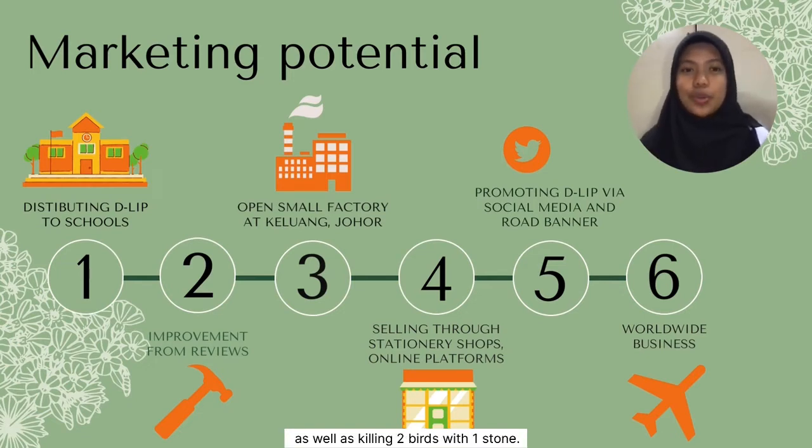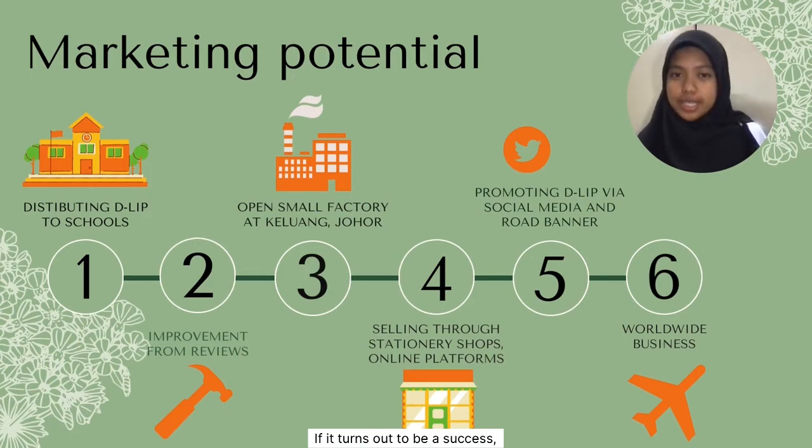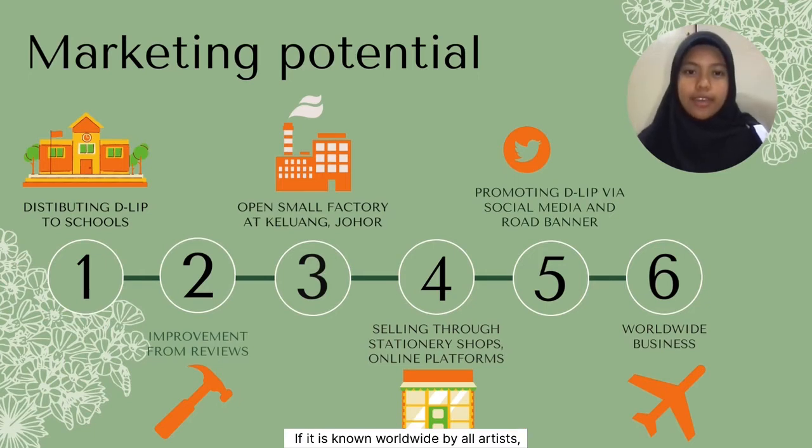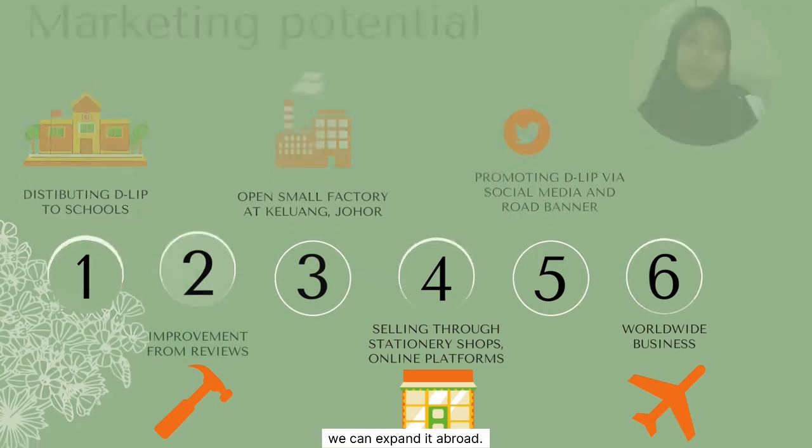If it turns out to be a success, we would like to open a small factory near Kluang in Johor. Afterwards, we will sell our daily products at stationery shops, Shopee, Amazon, and maybe promote it through social media such as Instagram and Facebook. If it is known worldwide by all artists, we can expand it abroad.